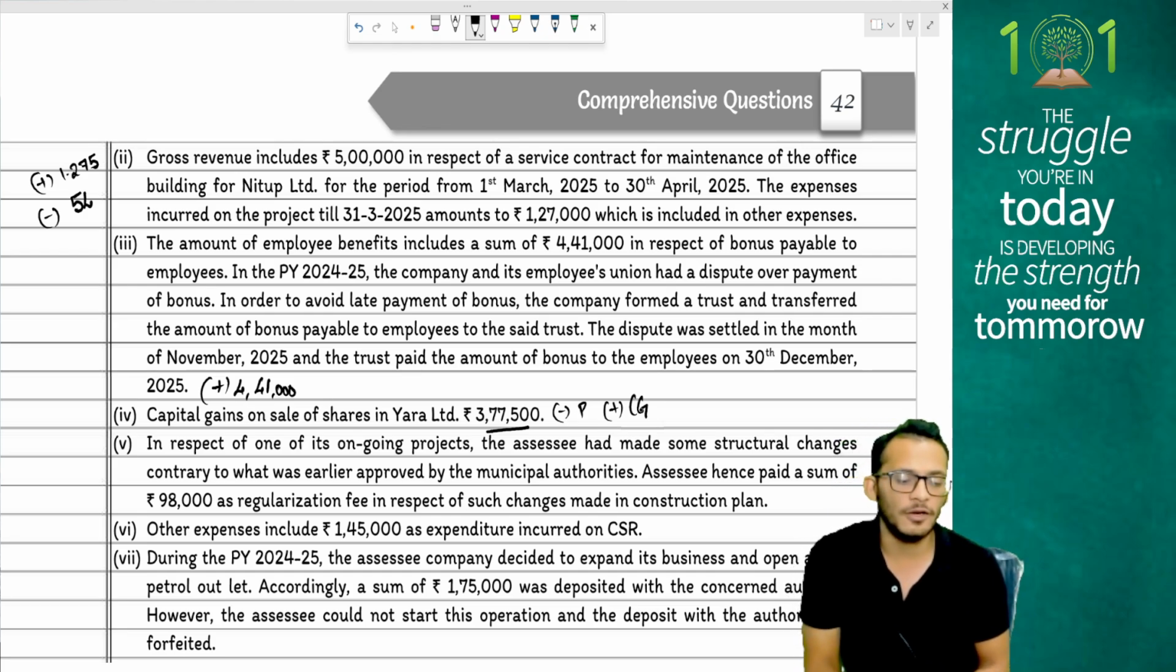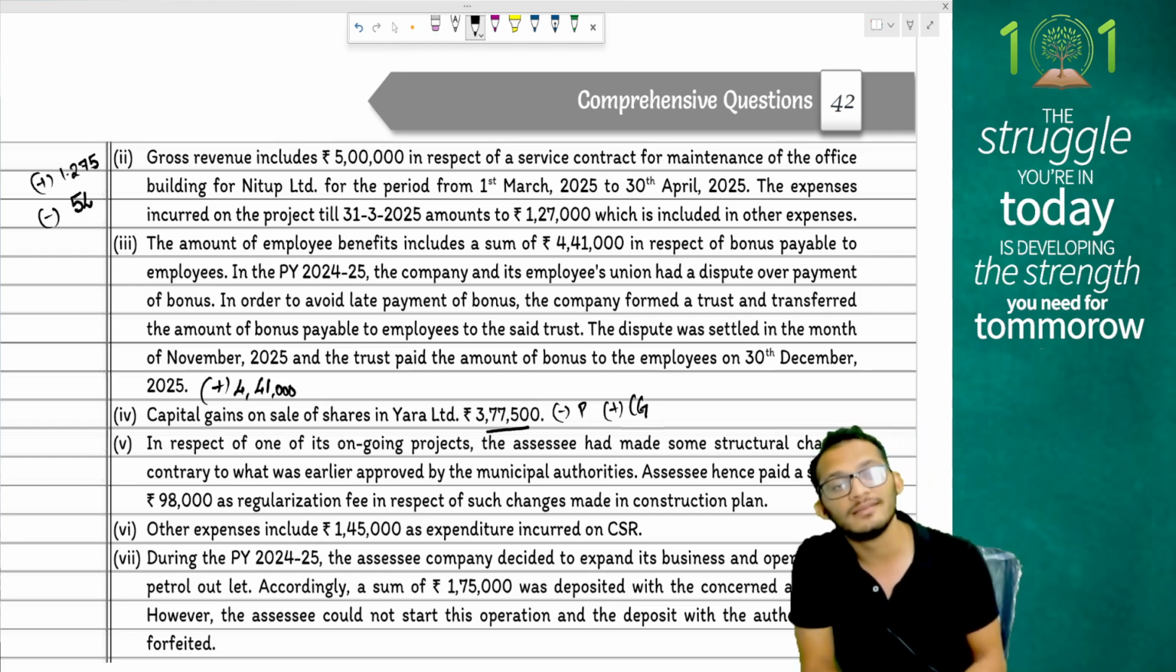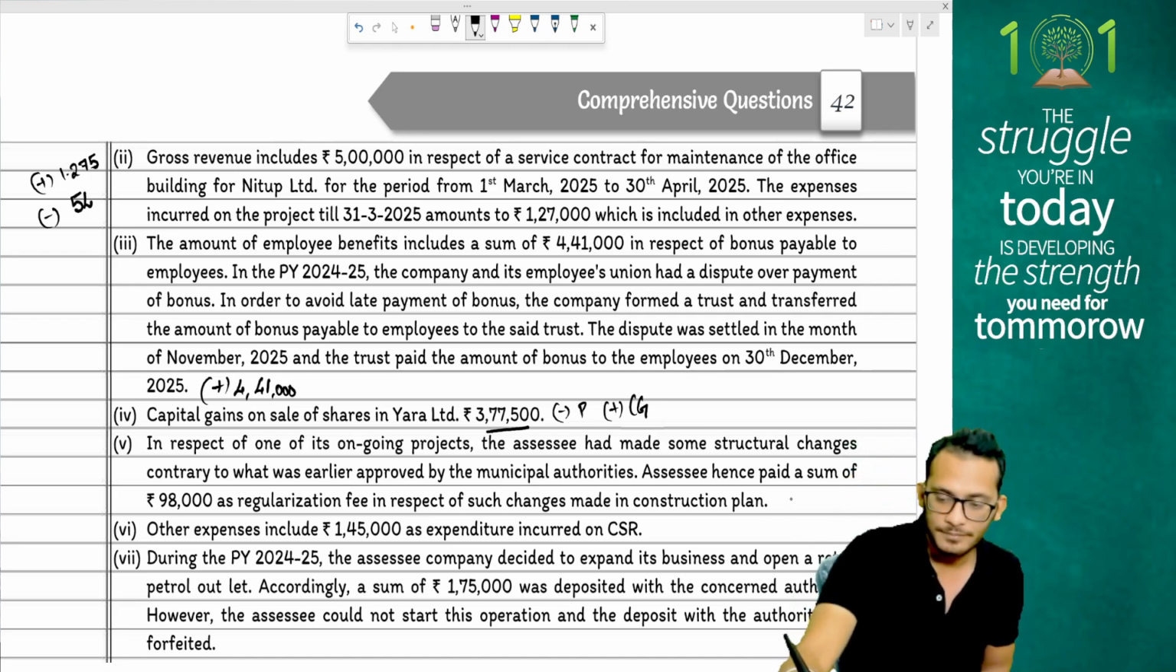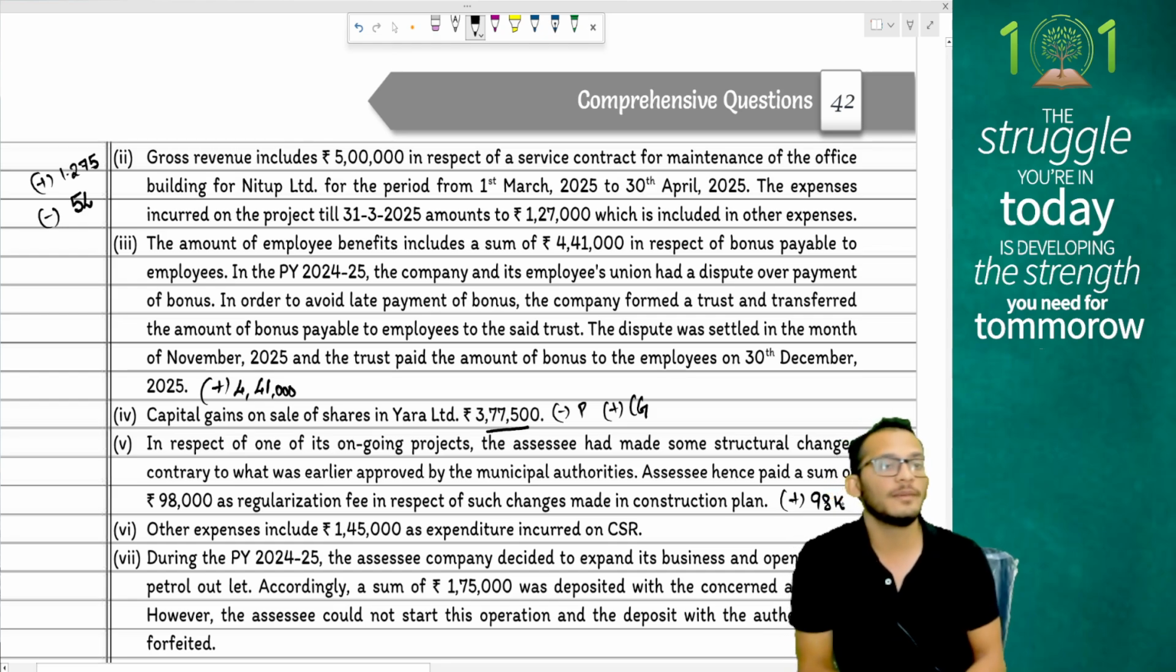Next, in respect of one of its ongoing projects, the assessee has made some structural changes contrary to what was earlier approved by municipal authorities. Assessee hence has paid a sum of 98,000 as regularization fees in respect of such changes made in construction plan. I will disallow because very good, offense payment. This is an offense payment. People, making a payment to municipal authorities is an offense for a law. You have violated the conditions.